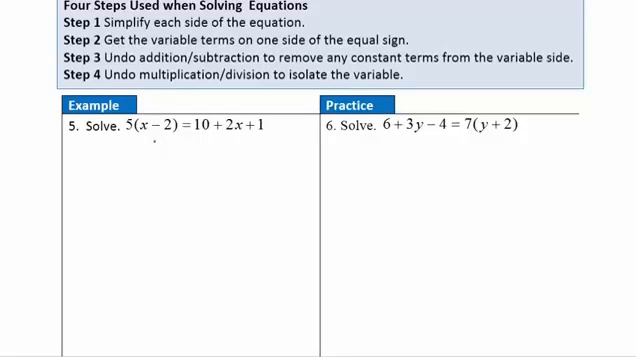Okay, so I do have some simplifying to do here. I'm going to distribute the 5 on the left. So that's going to give me 5x minus 10. On the right side, I have some like terms to combine there. So that's going to be 2x plus 11.